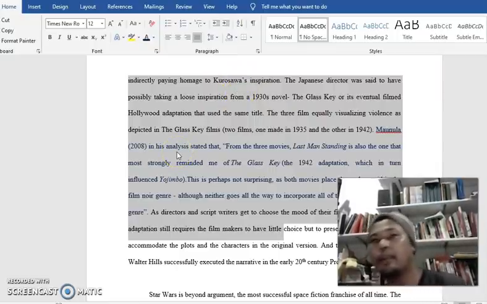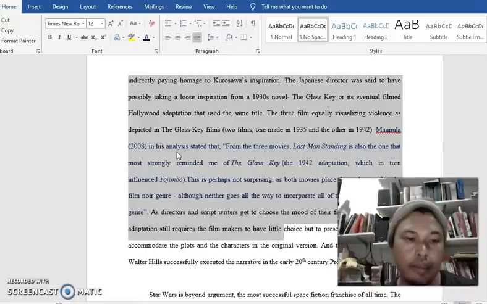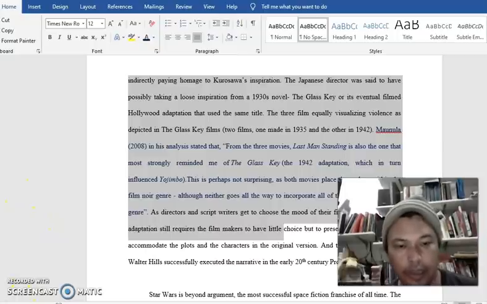This is only the general format of the 5-paragraph essay for expository essay. And for citation and all, we're going to do it in the next video, God willing. Okay, till we meet again.